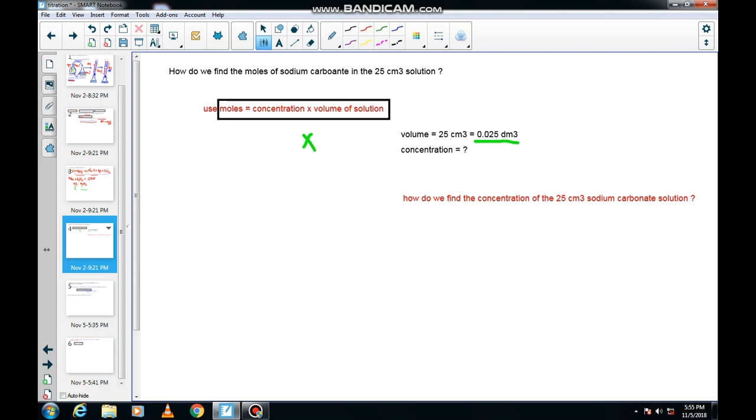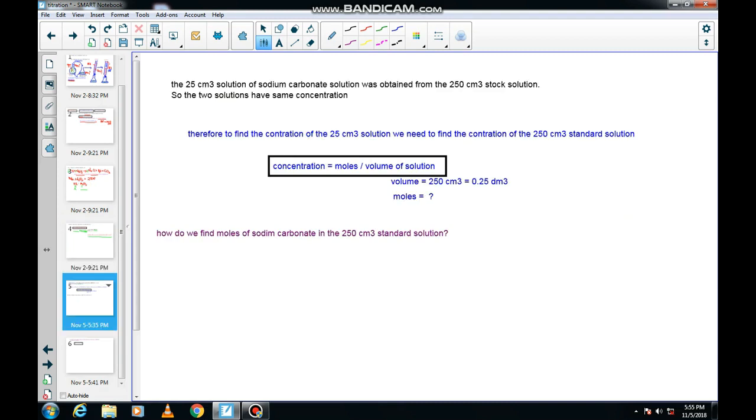So once again, give yourself a chance to convert from cubic centimeters to decimeter cubes just for practice. So the volume is 0.025 multiplied by the concentration. We do not have the concentration of the 25 cubic centimeter solution. That's not been given to us, so we need to find it. How do we find the concentration of this 25 cubic centimeter solution?